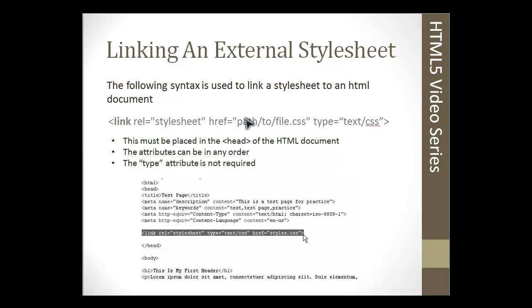If you have it, in most cases it's in a CSS folder. It's in a folder that's actually named CSS, so it would be css/file.css. And the type just tells it that it's text and it's CSS. This could also be text/javascript if you were using JavaScript. I would definitely suggest the type attribute.